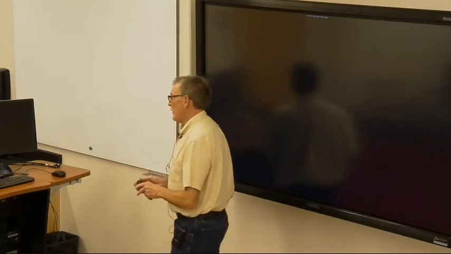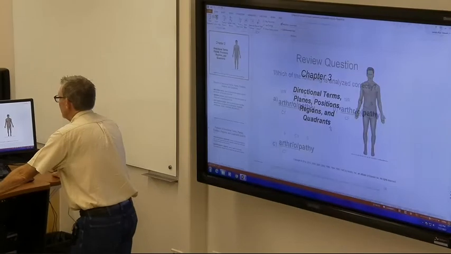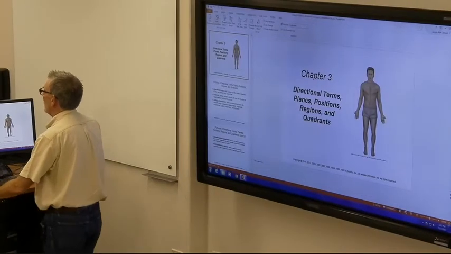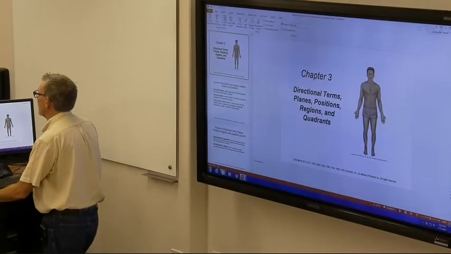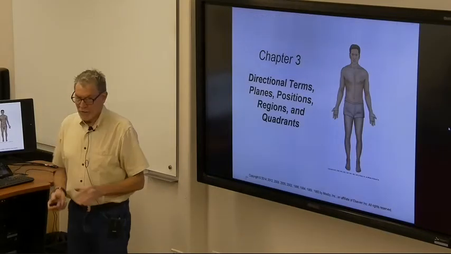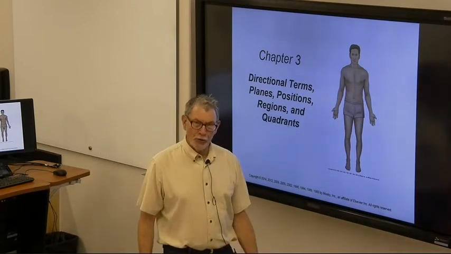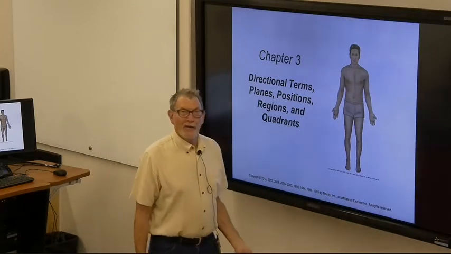Okay, that is chapter 1. Here we're going straight into chapter 3. So now to be able to describe things, you have to be able to tell where they are too. Not only what they are, but where they are.